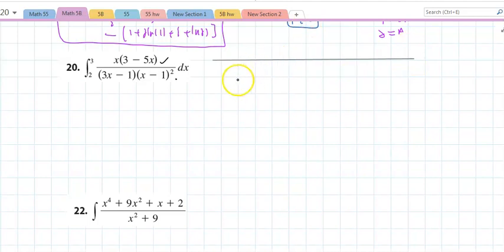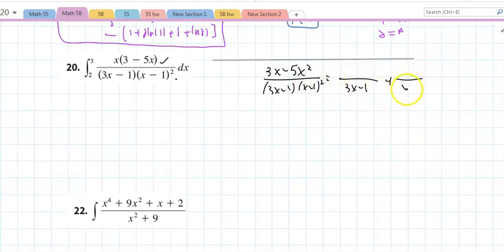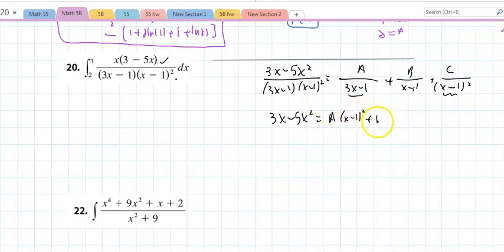In this case, I'm trying to figure out if I look at 3x minus 5x squared divided by 3x minus 1 into x minus 1 squared. I would say 3x minus 1, x minus 1, x minus 1 squared. Linear A, linear B. I could write that as the product of linear factors. Clear the fractions. 3x minus 5x squared equals A into x minus 1 squared plus B into 3x minus 1 into x minus 1 plus C into 3x minus 1.